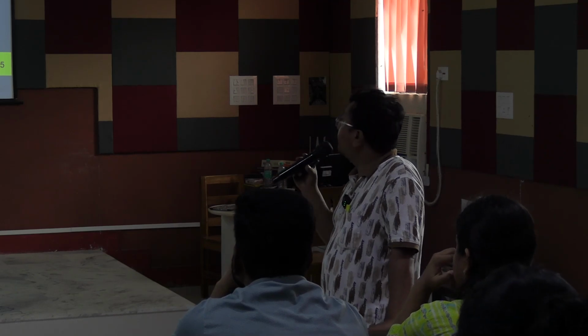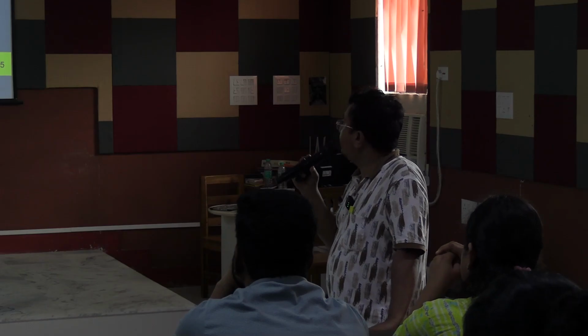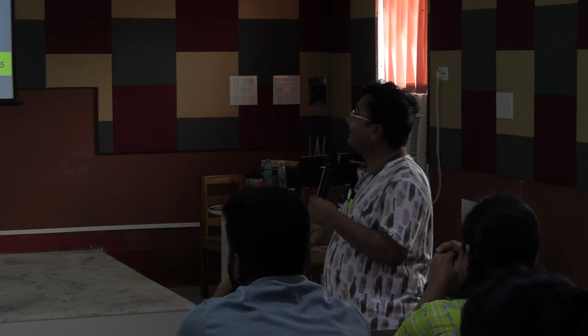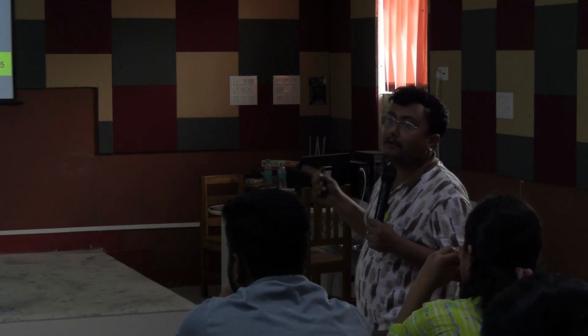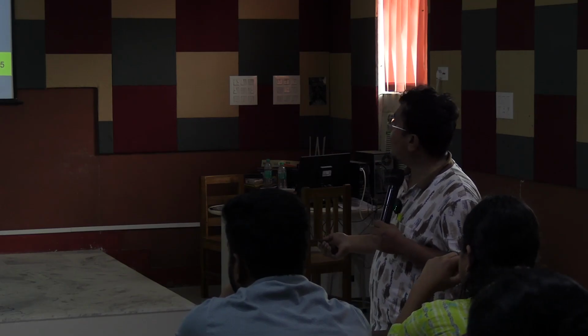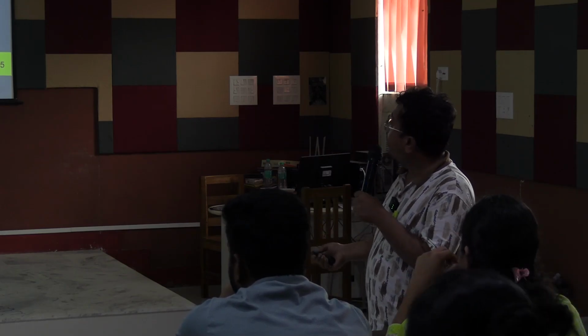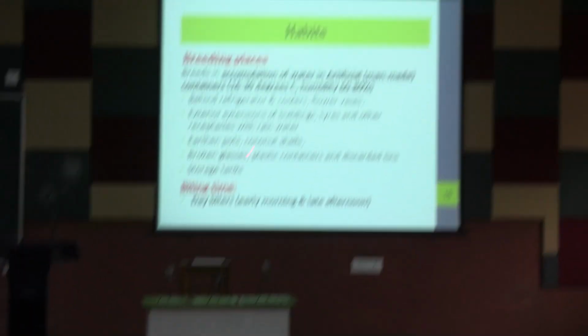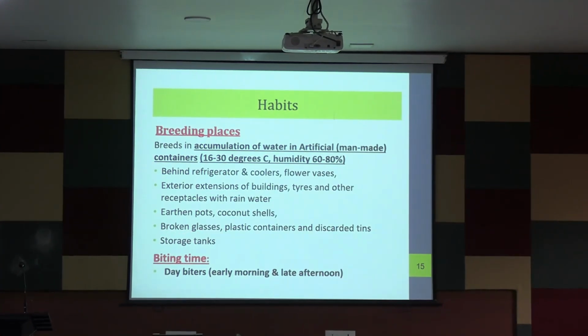What is the favorable temperature? 16 to 30 degrees centigrade, humidity 60 to 80%. What are the usual sites? It has been asked and it will be asked in your spotter. Behind refrigerator or cooler, exterior extension of buildings, earthen pots, coconut shell, broken glass, storage tanks. What are the biting times? These are day biters. That means Aedes aegypti will never bite you in the night time. What is the favorable time? That is early morning and late afternoon.